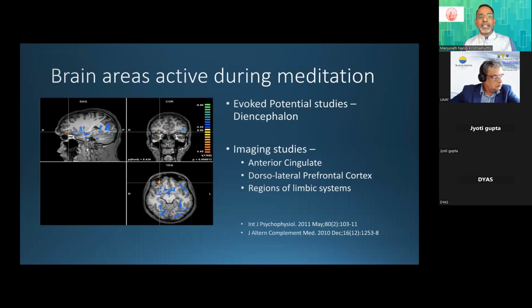So this suggested that probably when you do meditation, it works at that part of the brain which acts as the main relay center, the mesencephalon and diencephalon, the thalamo-hypothalamic areas. And we also looked at the brain and meditation using imaging studies, functional MRI, which suggested that the frontal lobe is very active when you do meditation, particularly the areas like the anterior cingulate, dorsolateral prefrontal cortex, and regions of the limbic system.